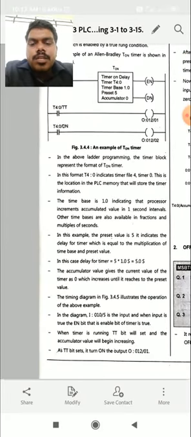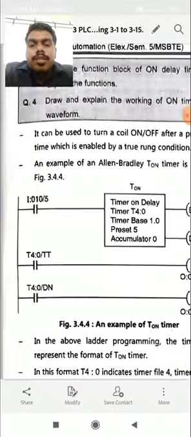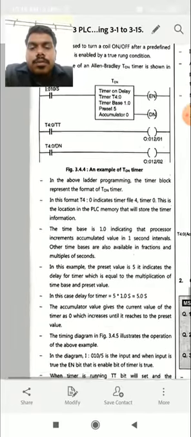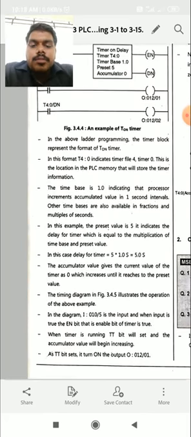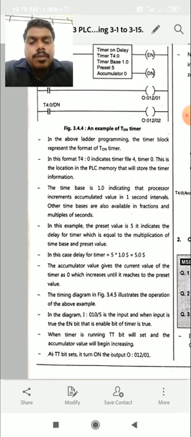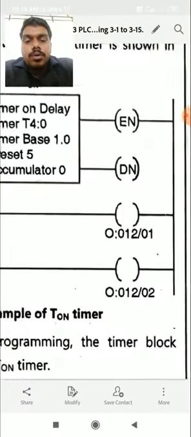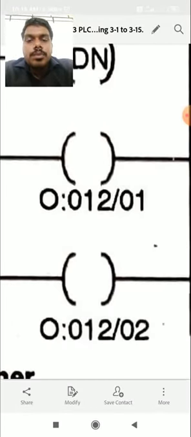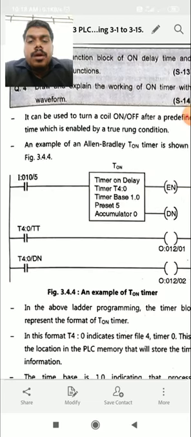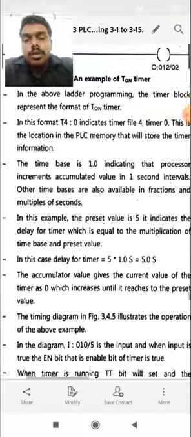When the timer is running, the TT bit will be set, and the accumulator value will keep increasing. As the TT bit is set, it turns on the output O:012/01. O represents the output, and it will turn on when the TT bit is set. The TT bit denotes that the timer is on and working.